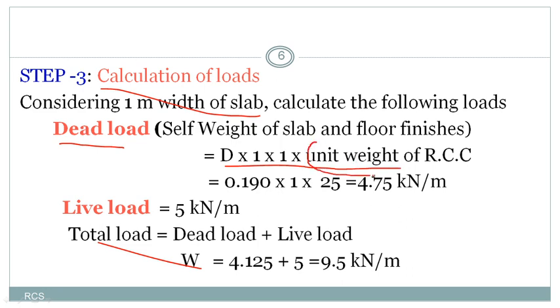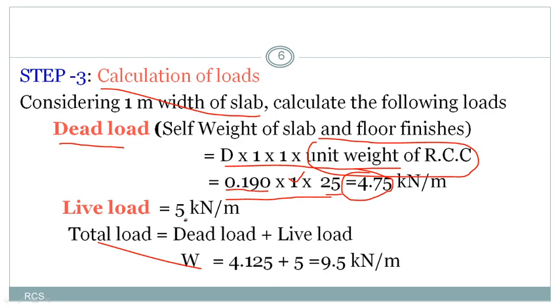You know what is the unit weight of RCC? That is 25 kilonewton per meter cube. And here the overall depth is assumed 0.190 meters, and 1 meter width we have considered, and 1 meter length considered, and 25 is the unit weight of the concrete. If you multiply all together, we will get the value 4.75 kilonewton per meter as our dead load.